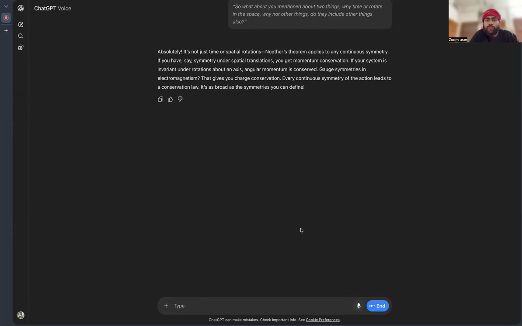So you are mentioning these symmetries, and what do you mean by this continuous symmetry? Can you support your statement?